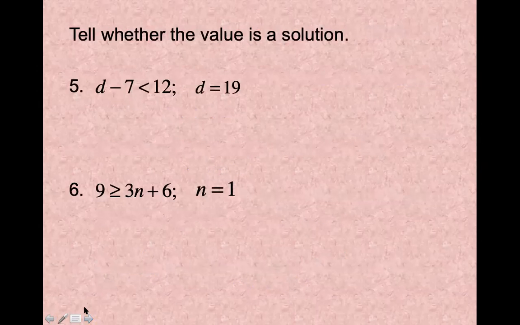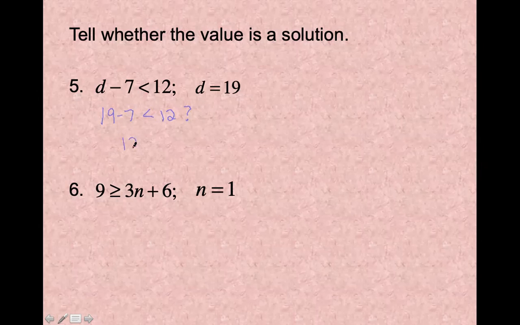This time it says tell whether the value is a solution. So in problems like this, it's saying, all right, here's d is 19. Does 19, if I put it in here for d, does that make a true statement? All right, so let's try it. Is 19 minus 7 less than 12? That's what we want to know. Is this true? If it's true, it's a solution. If it's not true, it's not a solution.